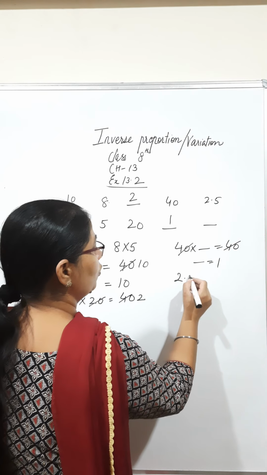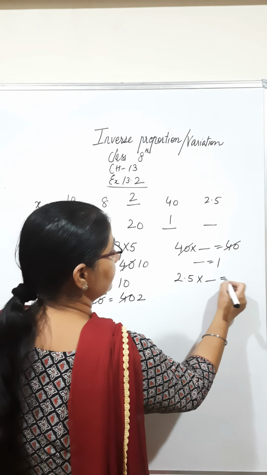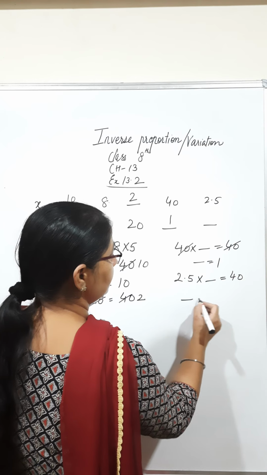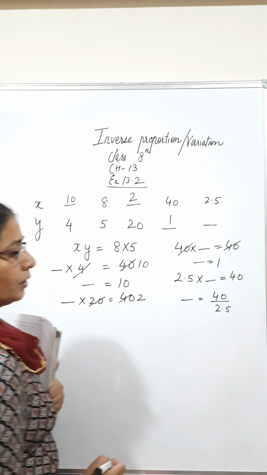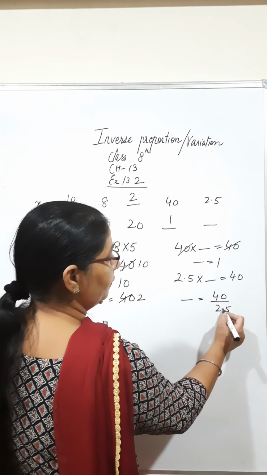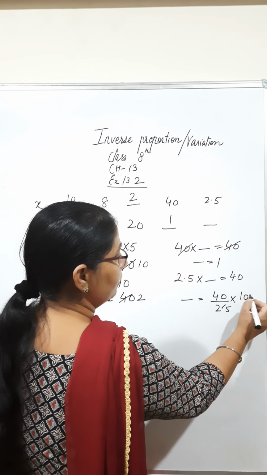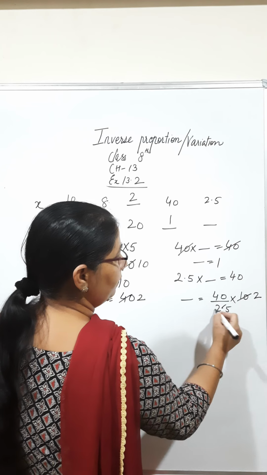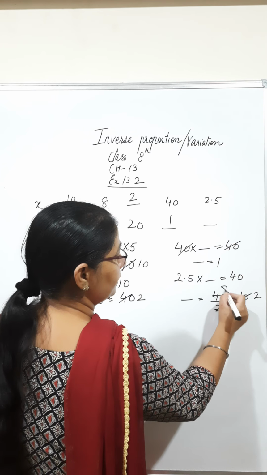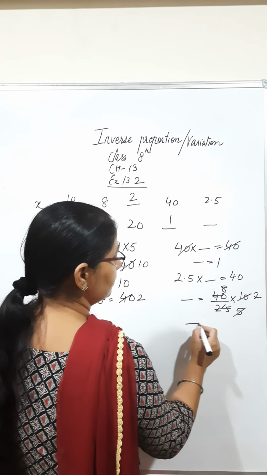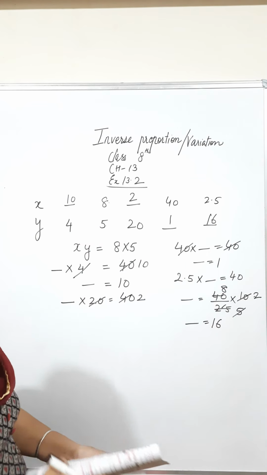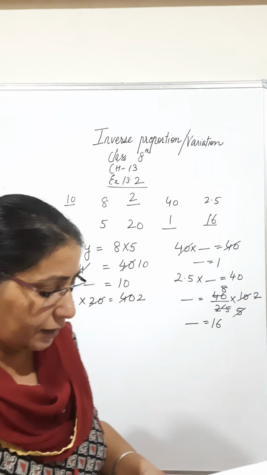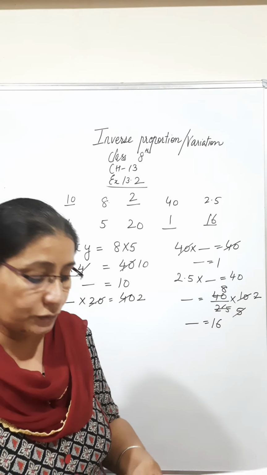Next you have 2.5 multiplied by blank is equal to 40. So this number is equal to 40 divided by 2.5. Now when you divide by 2.5, you remove the decimal and put a 10 here. 5 2s are 10, 5 5s are 25, 5 8s are 40, 8 2s are 16. So the last number that you have to put here is 16 beta. In the same way beta, you can complete the rest of the parts.